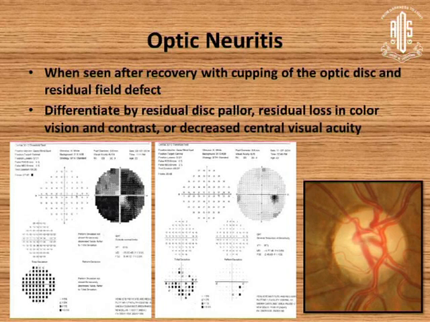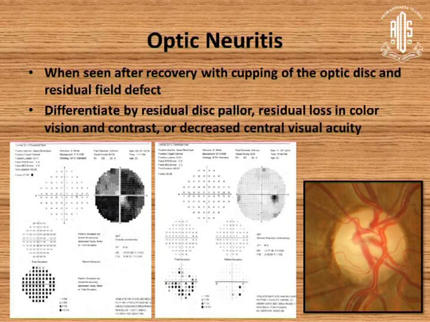So we'll discuss some of the common causes of optic disc cupping which can be confused when presenting at a later stage in a non-acute phase. Optic neuritis, when seen after recovery with cupping of the disc and residual field defect, can be confused. Like if you see an acute phase in this patient, you have a diffuse loss of field. However, after recovery, if you just look at the total deviation, the patchy visual field loss can be seen to resemble a biarcuate field defect.